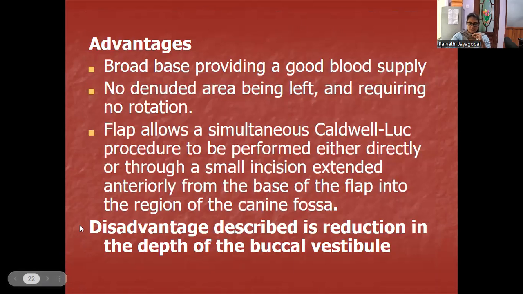The advantages of this is that it provides a broad base for good blood supply. There is no denuded area which has to be left for secondary healing. And then the flap allows a simultaneous Caldwell-Luc procedure to be performed either directly or through a small incision extended anteriorly from the base of the flap into the region of the canine fossa. The major disadvantage here is that there's going to be a reduction in the depth of the buccal vestibule. So the future possibility of a denture for this patient is a little questionable.